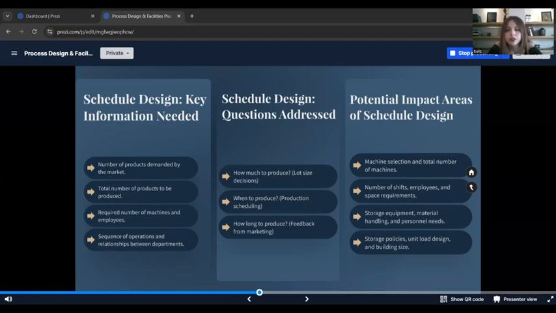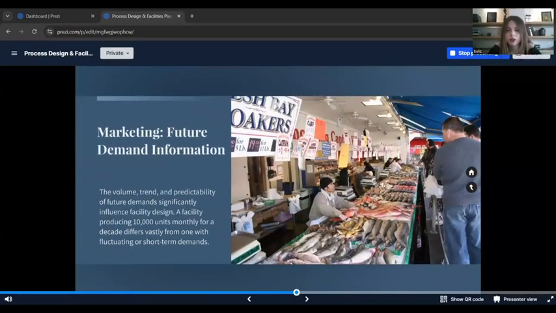Schedule design impacts machine selection, number of machine shifts, employee space, storage equipment, material handling, unit load design, and even building sizing. The volume, trends, and predictability of future demand heavily influence the facility. A factory making 10,000 units per month for 10 years looks very different from one with seasonal demand. The image here suggests price sensitivity and demand elasticity, also critical for sizing the facility.